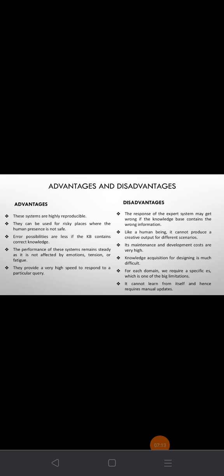Although it has many advantages, it has some disadvantages also. The response of the expert system may go wrong if the knowledge base contains wrong information. Like a human being, it cannot produce a creative output for different scenarios. Its maintenance and development costs are very high. Knowledge acquisition for designing is much more difficult. For each domain, we require a specific expert system, which is one of the big limitations. It cannot learn by itself and hence requires manual updates.